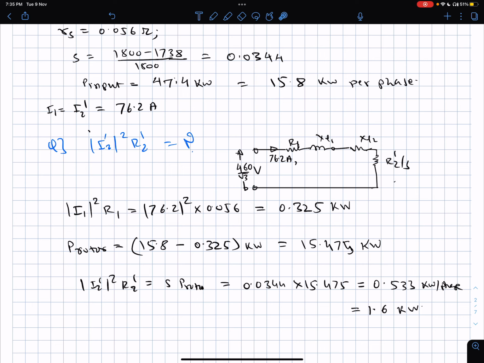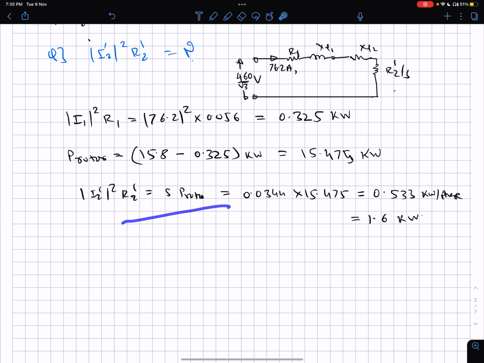The per phase loss is going to be S times P rotor. The slip is already calculated, and the power transferred to the rotor is already calculated. The product of the two will give me 0.533 kilowatt per phase, which if you multiply by 3 will give you 1.6 kilowatts of losses which will happen in the rotor.